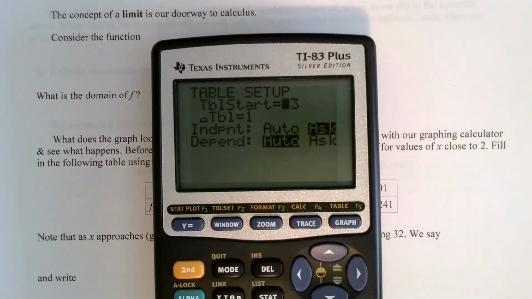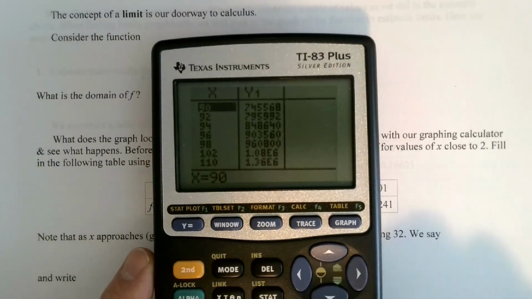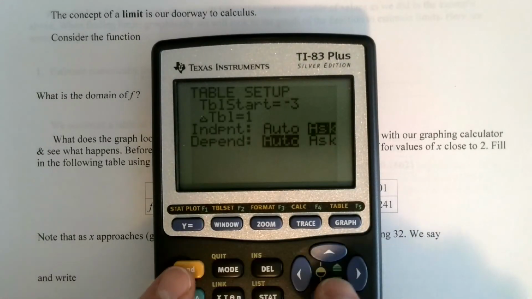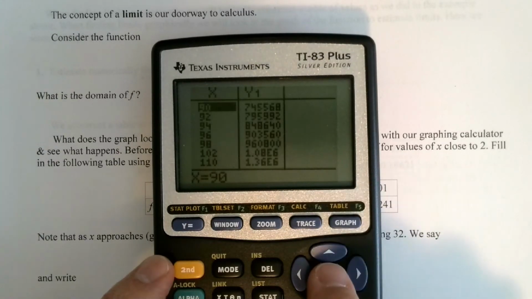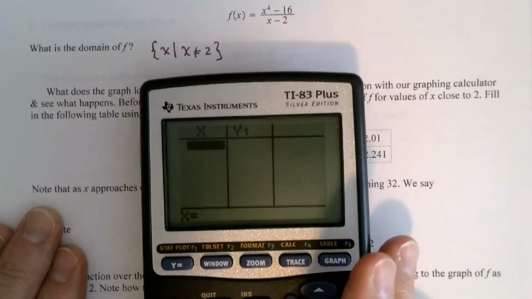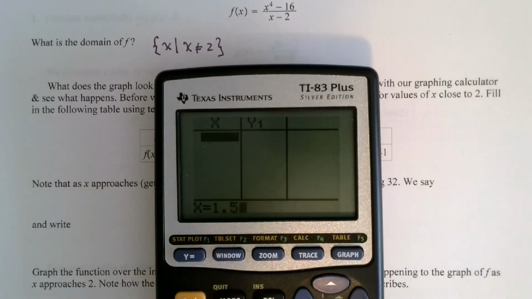So let's see what we get here. When I plug in, I've got that independent variable in ask mode. Why is it not doing the right thing? Oh, okay, let me delete those values. I'm sorry. Okay, now I'm ready. I want to see what's happening as I get close to 2. So what number is close to 2? Well, 1.5 is close to 2, and I get this value for the function.